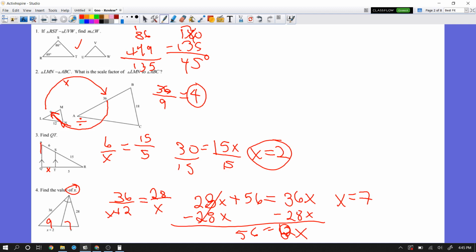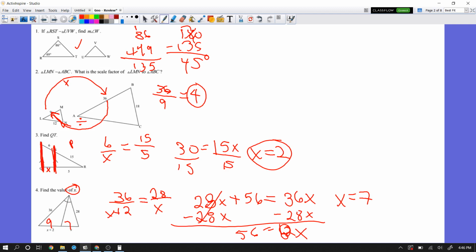This one comes up multiple times. If you see these parallel lines and you throw an x in there, you're setting up a proportion and you're solving for it. Simple as that. So this is a proportion. Just keep in mind these parallel lines are super key in what you're doing. Parallel lines set up a proportion.